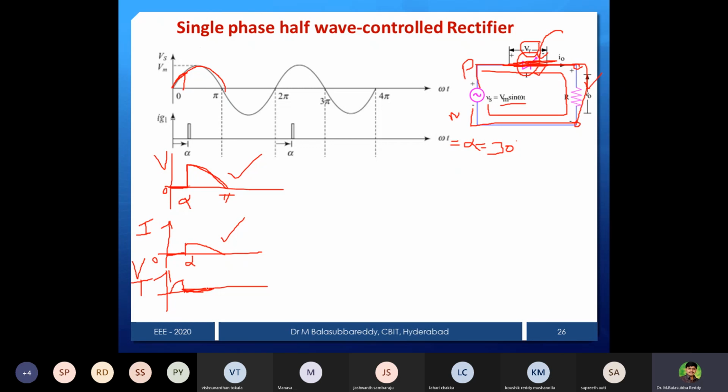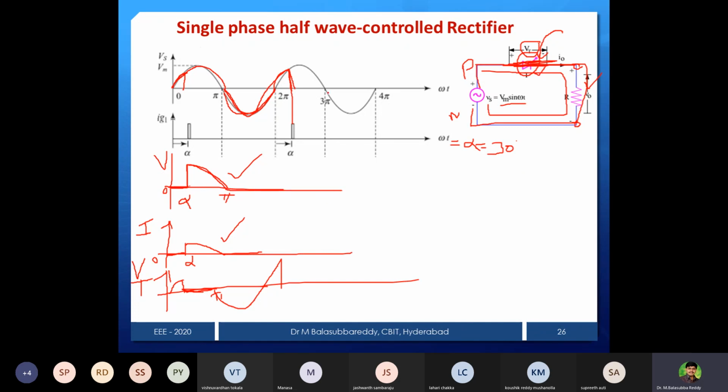How long will it be conducting? Up to pi. Once pi is reached, due to natural commutation, the thyristor is open. Once it is open, voltage across the thyristor is the same as the source voltage. So now the source, from pi onwards, is negative. It stays the same until it conducts again at 2 pi plus alpha. Up to that we can represent the same source voltage across the device. Now this portion is 0, anyhow it is open.